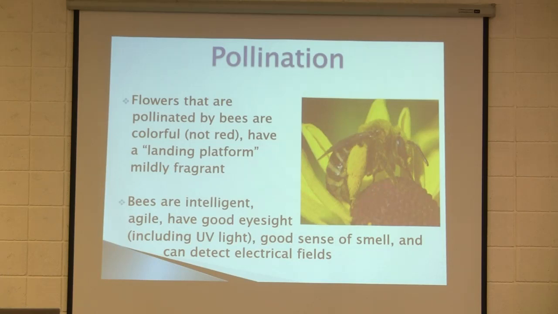Flowers that are pollinated by bees are colorful, but they cannot pollinate red flowers. So any red flowers, they're useless to bees. And most flowers that are pollinated by bees have a landing platform and they're mildly fragrant. Bees are intelligent and they have good eyesight, including UV. And later on, I'll show you why UV light is so important for a bee. They have a good sense of smell and they can detect electrical fields. And that's how they actually detect pollen, through an electrical charge, a static charge.